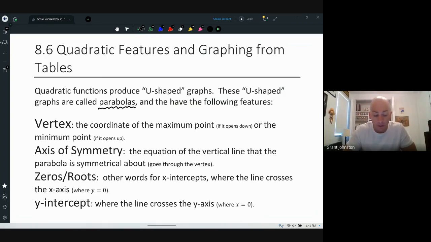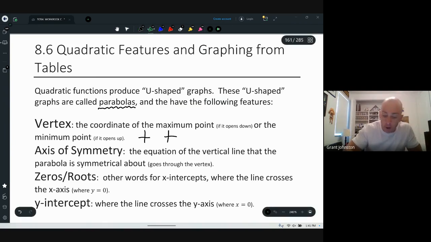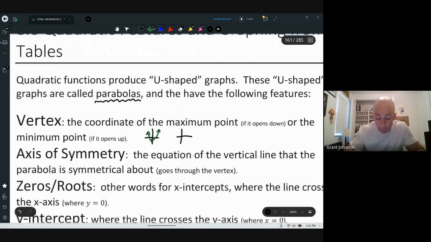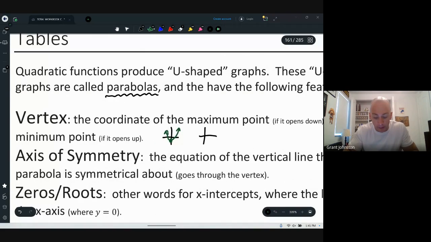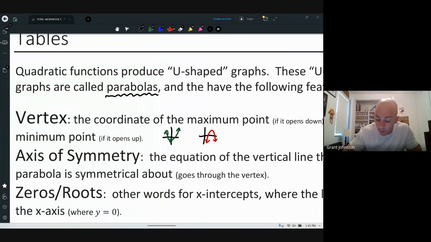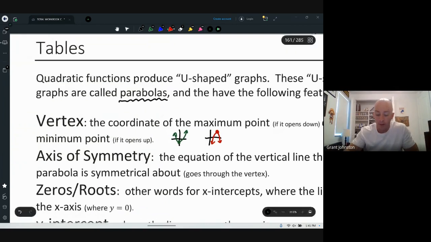So they'll have a vertex. The vertex is the coordinate of the maximum point or the minimum point. Let me just draw a couple coordinate axes. If it opens up like a regular U, the vertex would be that point there, the minimum point. Or if it opens down, an upside down U, it could be the maximum point. So the vertex is that point where it either changes from decreasing to increasing, that minimum point, or when it changes from increasing, hits the maximum point, and then goes to decreasing.